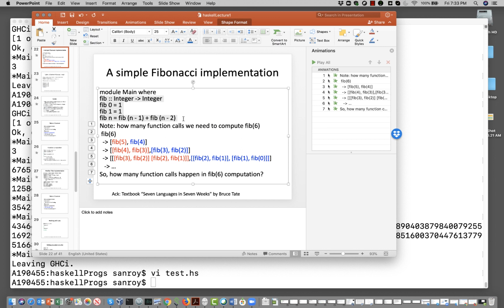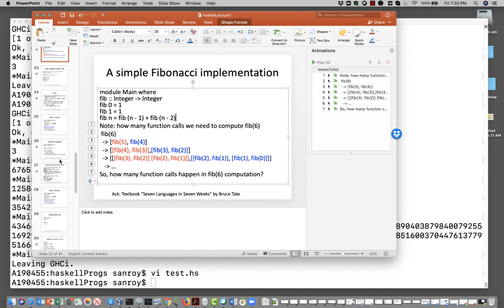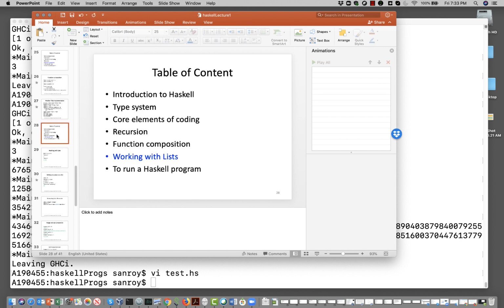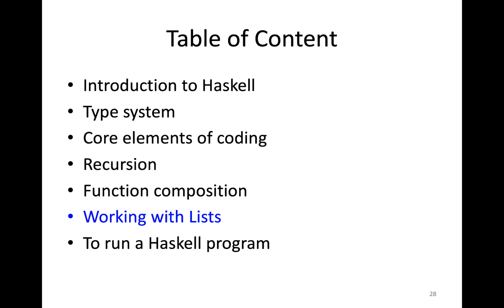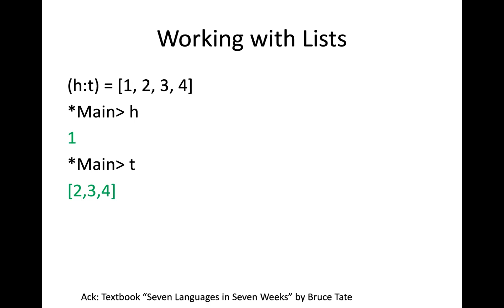Compared to this one is problematic, right? As there are too many calls. Okay, so I guess we got the idea, and let's move to the next topic, which is an easier one, how to work with list. We already worked with list in Prolog and Scala. Let's see how Haskell handles it.